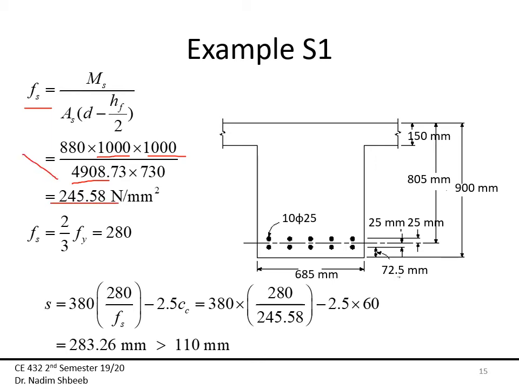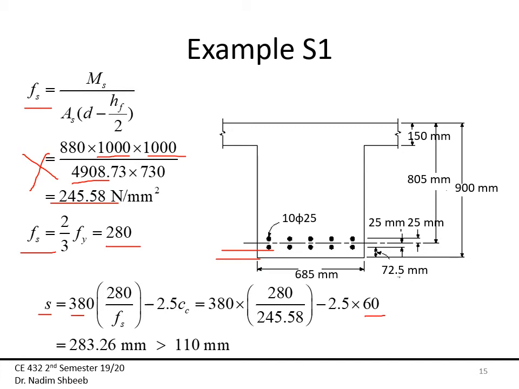Or I could just bypass this whole thing and take Fs to be 2/3 Fy, which is equal to 280. Now I'm going to calculate the maximum spacing s, which is 380 times 280 over Fs minus 2.5 cc, and that will be equal to 380 times 280 divided by 245 minus 2.5 times 60. Again, this is my cc right here, my 60 millimeters, and that gave me 283.26 millimeters.